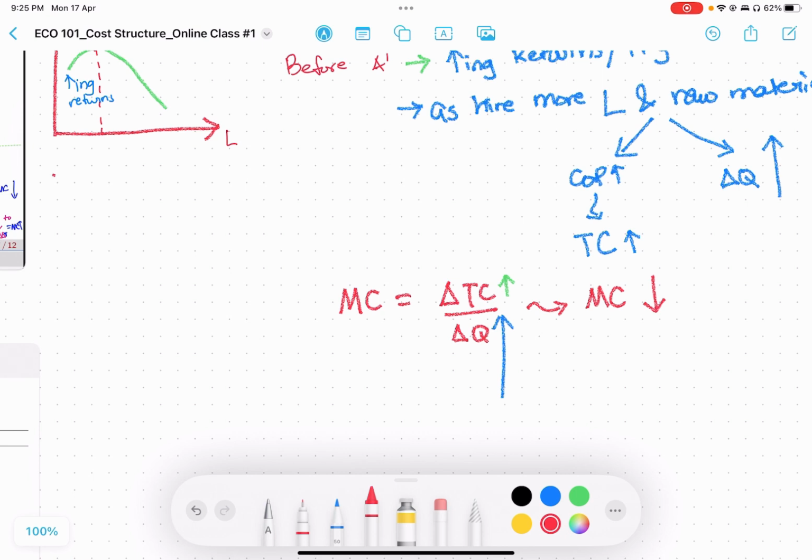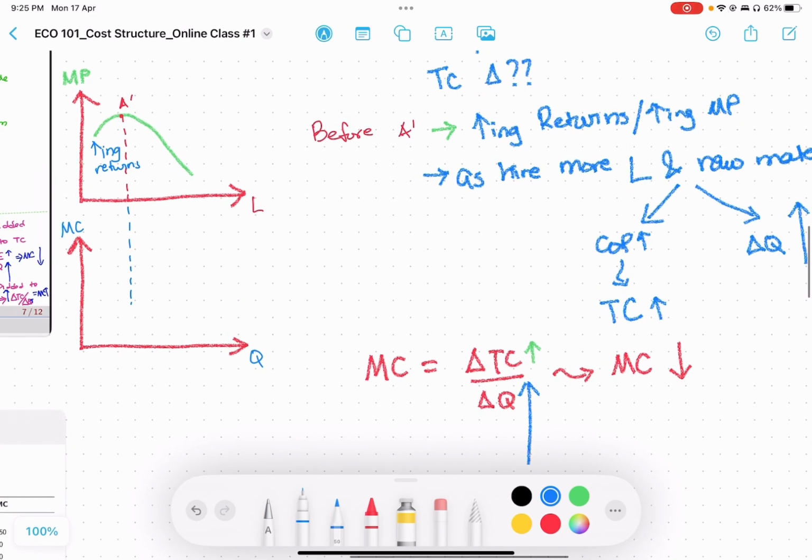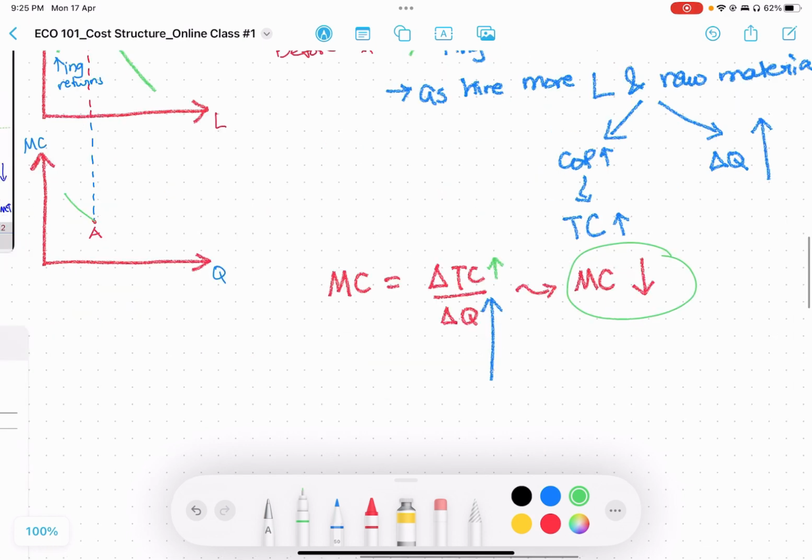Now, if I were to draw the MC curve right here, right below the marginal product curve, let me just trace down. From the marginal product curve, I'm drawing a vertical line down so that I have a corresponding point A. And what we found is that when there's increasing returns, marginal cost actually goes down. So I'm going to draw that. This is the portion where the marginal cost is going down. Let's now do the other part.